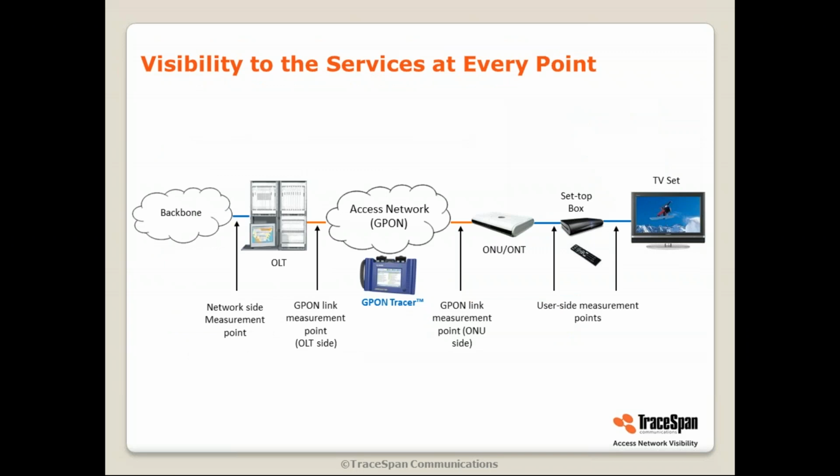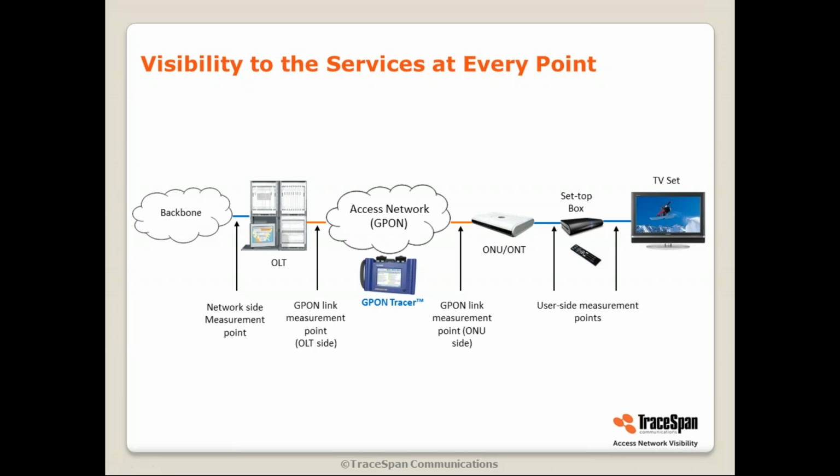So if you look at how services are delivered on the PON, you have your backbone, you have your server behind the backbone. Then it goes to the PON, which has the OLT. It has the access network itself, the GPON. Then it has the ONU or ONT, and then whatever is in the customer's equipment, in the customer's prem for delivering the service. As an example, for IPTV, you have the set-top box and the TV set.